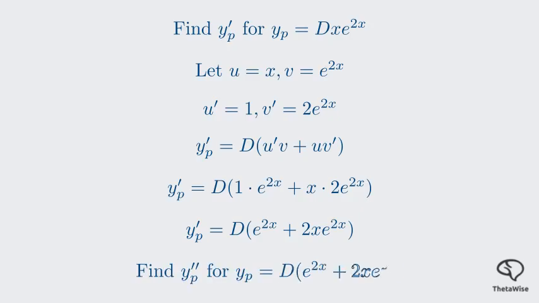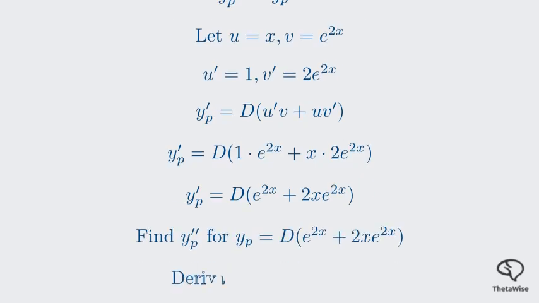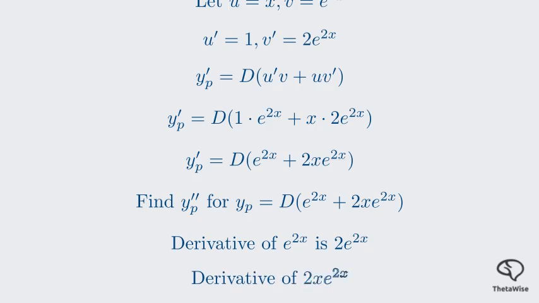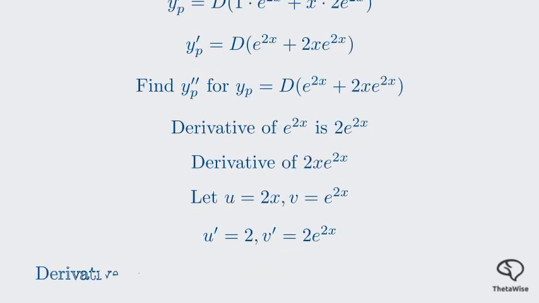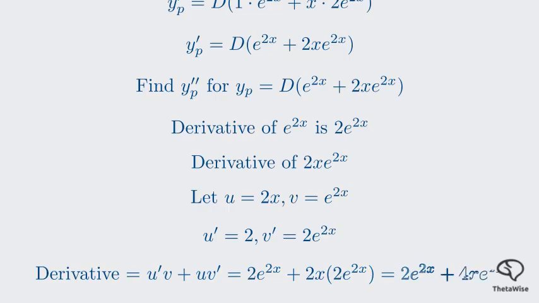Let's find the derivative of e to the 2x plus 2x e to the 2x. The derivative of e to the 2x is simply 2e to the 2x. For the second term, 2x e to the 2x, we use the product rule where u is 2x and v is e to the 2x. Here u prime is 2 and v prime is 2e to the 2x. Applying the product rule gives 2 times e to the 2x plus 2x times 2e to the 2x, which simplifies to 2e to the 2x plus 4x e to the 2x.